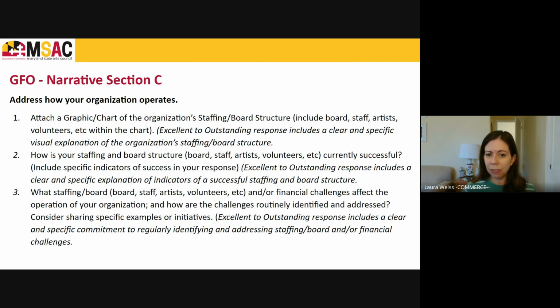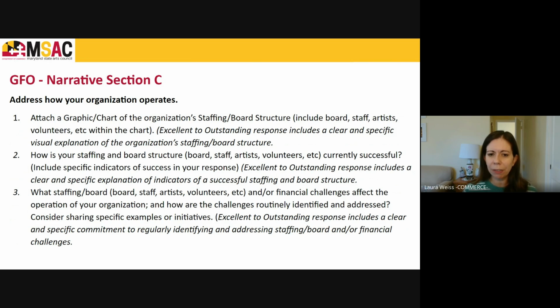So a list of just names or something like that is really not going to illustrate exactly what we're looking for here. That scoring response is really looking for a clear and specific visual explanation of the organization's staffing or board structure. The next question is, how is your staffing and board structure? And again, we're looking for that to be all-encompassing: board, staff, artists, volunteers, et cetera.